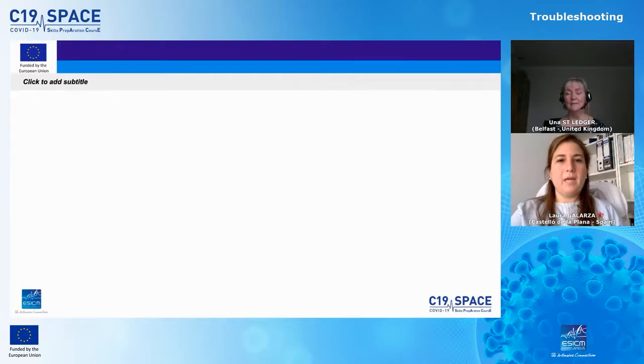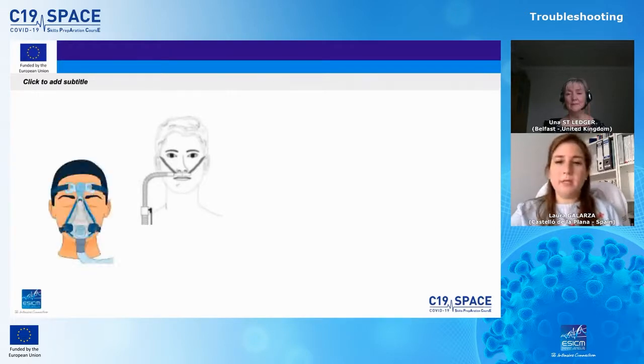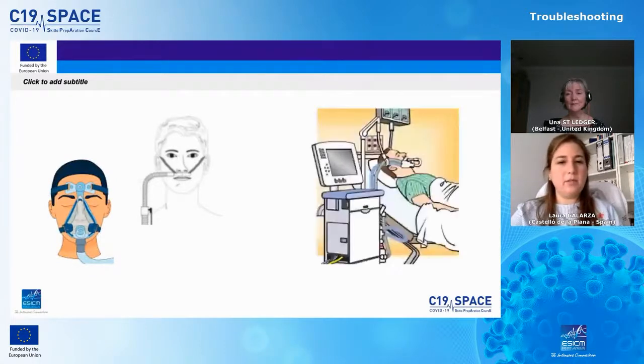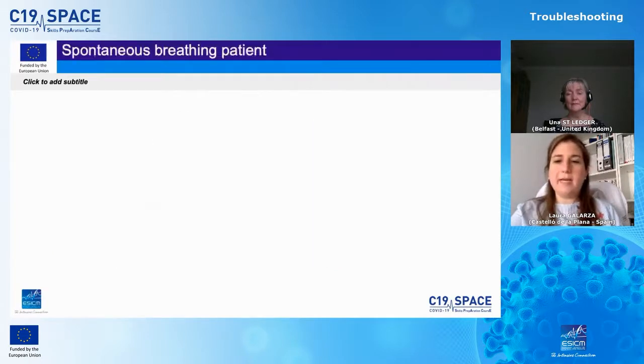In ICU, we could find 3 different types of patients with respiratory support. On one side, awake patients with high-flow nasal cannula or non-invasive mechanical ventilation. On the other side, sedated and invasively mechanically ventilated patients, and in the middle, awake invasively mechanically ventilated patients, which have things in common with both patient groups. We will start with the awake patient.